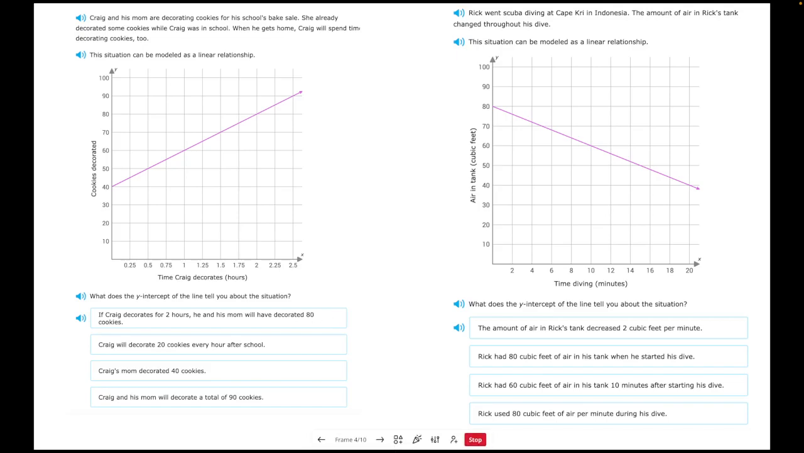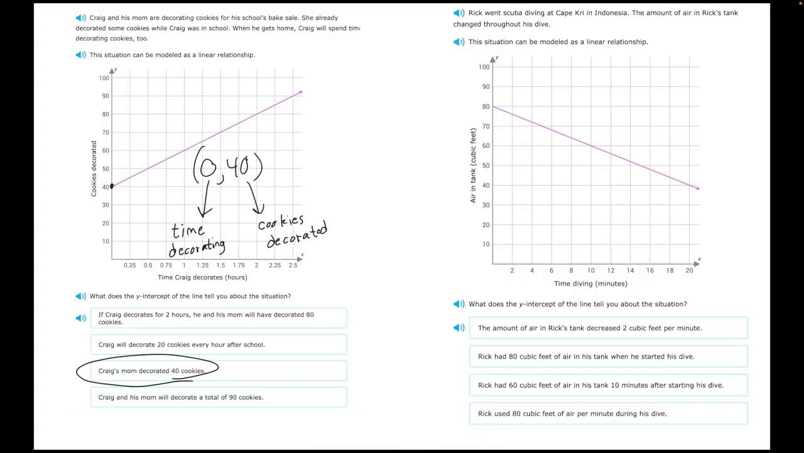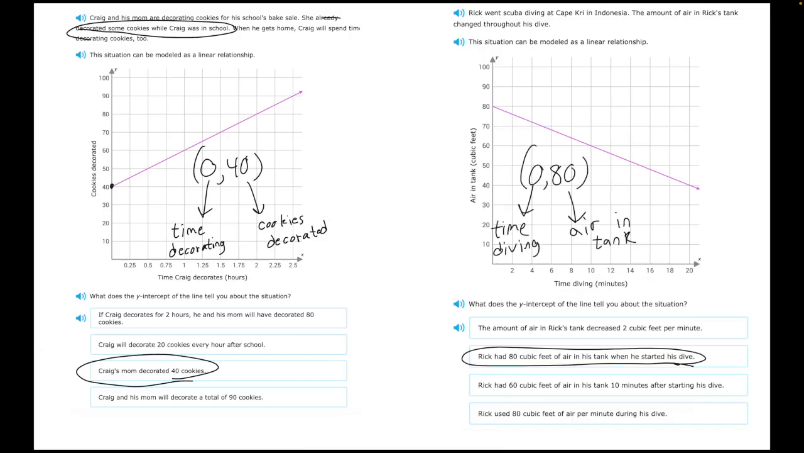Okay, now that you've had time to work these problems, let's check your solutions. For the first problem, after 0 hours that Craig spent decorating, there were 40 cookies decorated, and the reason is because it said Craig's mom already decorated some cookies while Craig was in school, and so that's why the answer is Craig's mom decorated 40 cookies. And for the second problem, after 0 minutes spent diving, he had 80 cubic feet of air in his tank. So Rick had that when he started his dive.